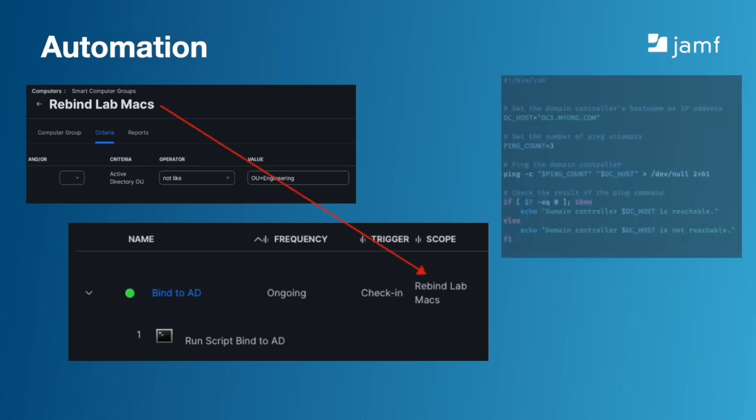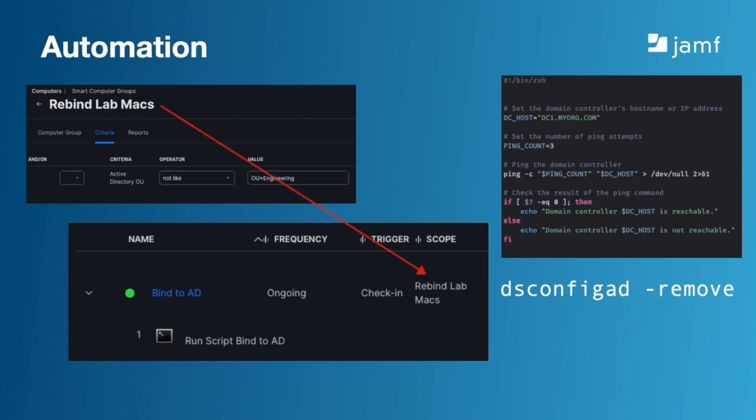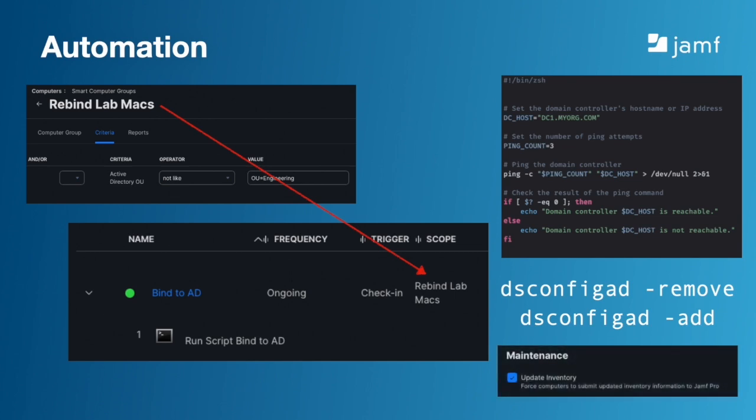And the script that runs in this policy, I'll build some logic to check network reachability, and then try forcing an unbind from AD prior to rebind, just in case the computer record itself is the problem. I'll also be sure to include the option to update inventory after the script runs, so that after the device has successfully rebound to AD, it updates the extension attribute value and falls out of the smart group.